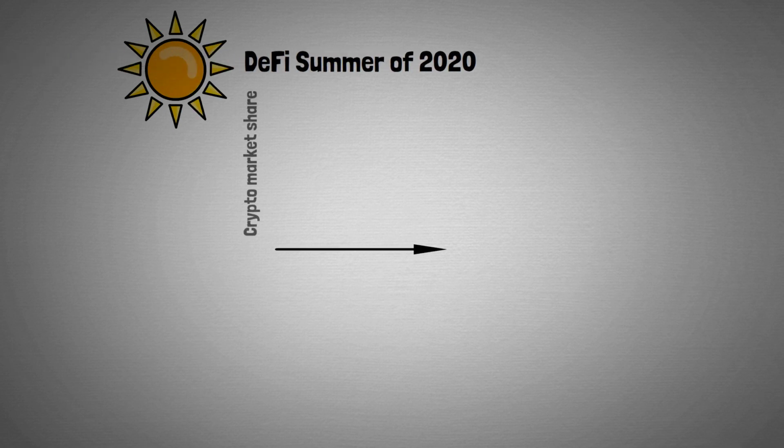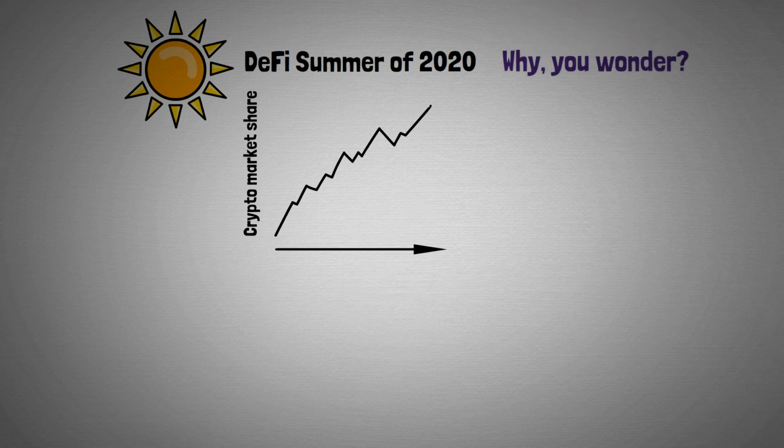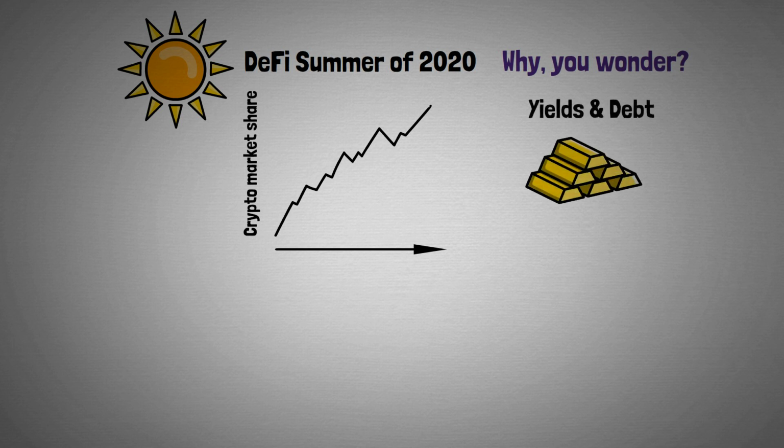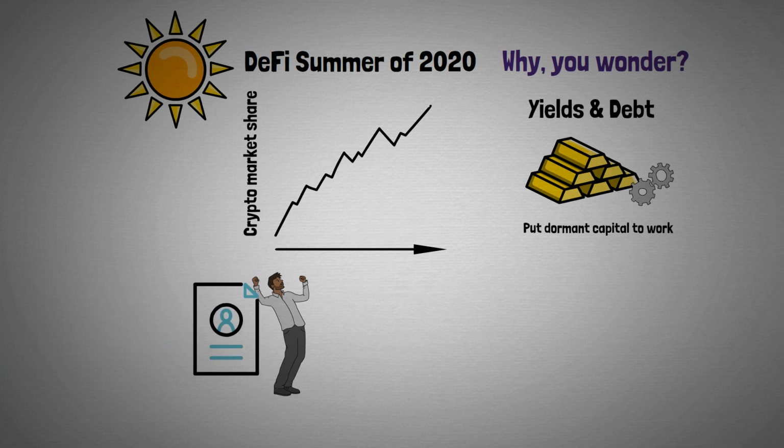Rising to popularity in the critically acclaimed summer DeFi wave of 2020, decentralized finance is today a major sector in the cryptocurrency mainstream. Users have flocked to and continue to remain active in DeFi for the exact same reason finance itself rose to prominence: opportunities to access yields and debt. Putting otherwise dormant capital to work is a game changer, and DeFi's superlative capital efficiency has helped many to get the most out of their crypto assets.